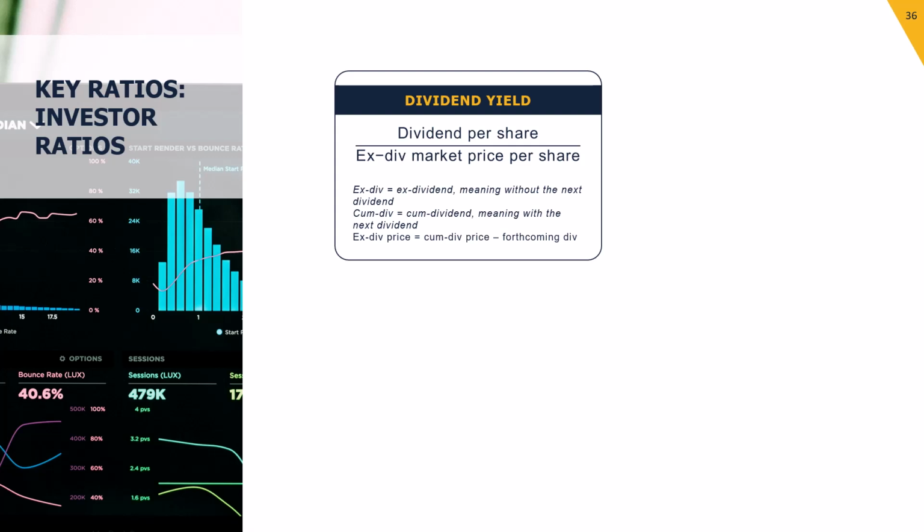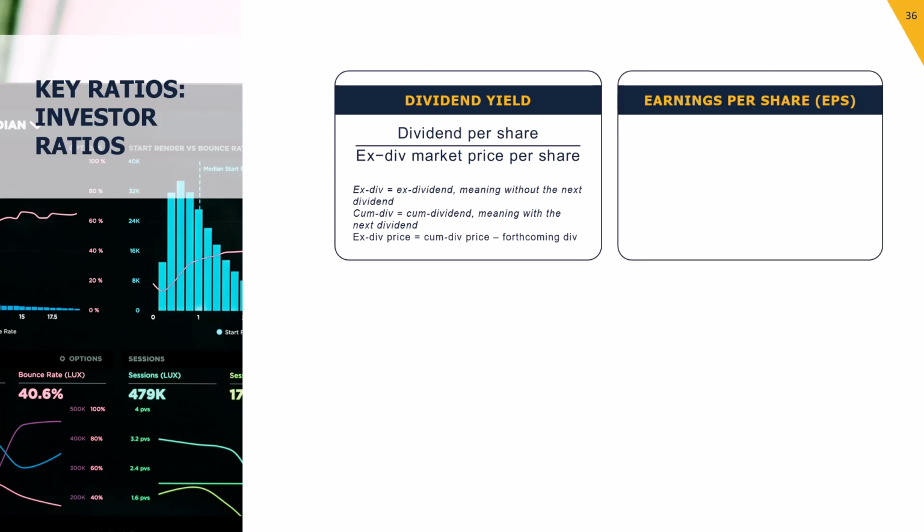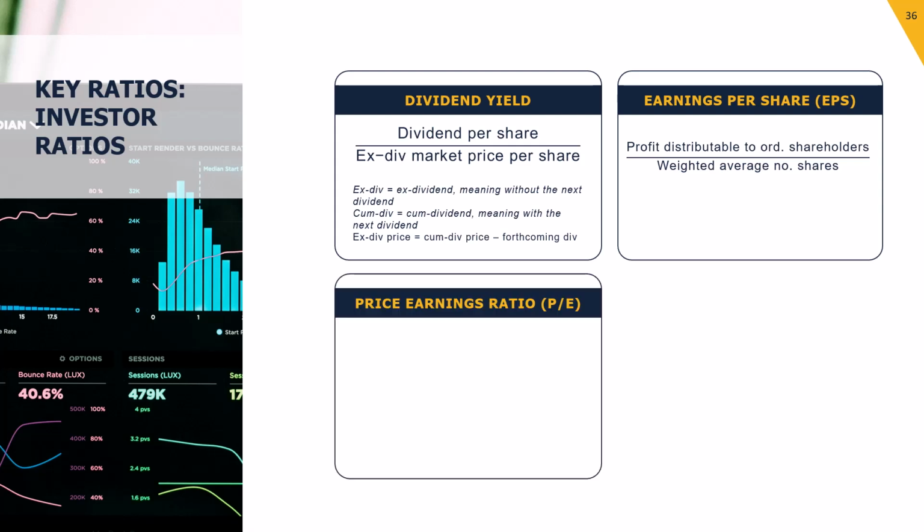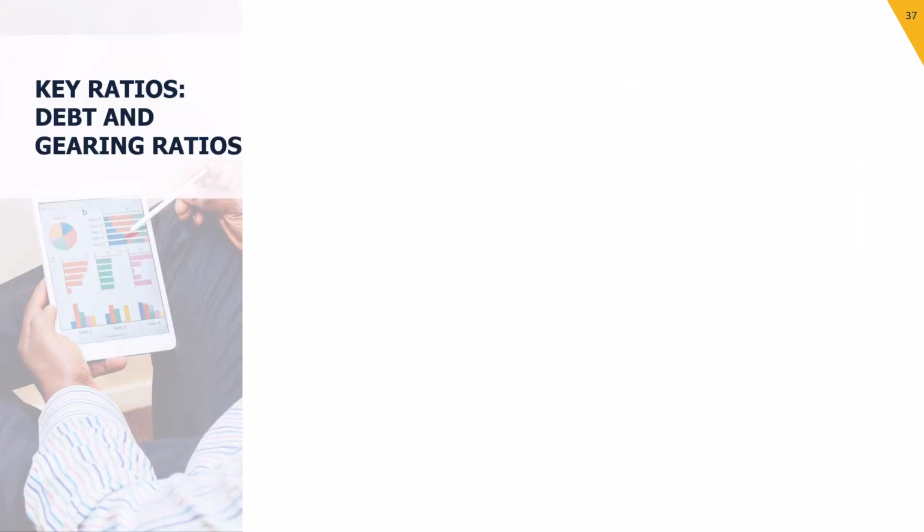However, they may tell you what your cum-div price is, and therefore you'll have to adjust that for the forthcoming dividend that's expected. EPS, earnings per share, we've already seen. So this is the profit that's available to our ordinary shareholders over our weighted average number of shares. And then we've got our price earning ratio. So price earning ratio, market price of shares divided by your earnings per share.